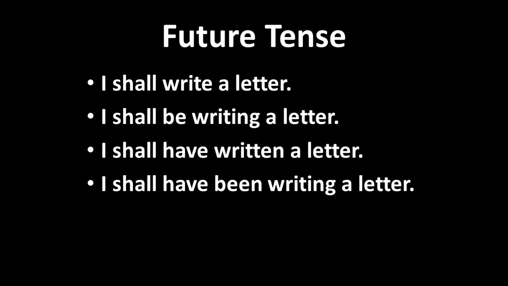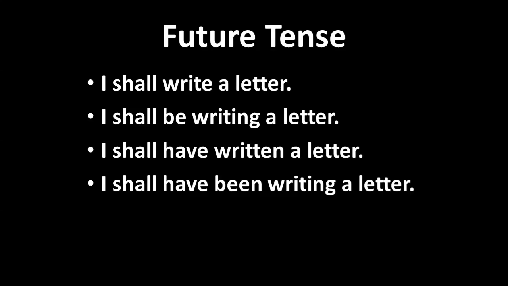With the first person, I and we, we need to use shall. I shall write a letter. Future continuous tense is I shall be writing a letter, the future perfect is I shall have written a letter, and the future perfect continuous tense is I shall have been writing a letter.